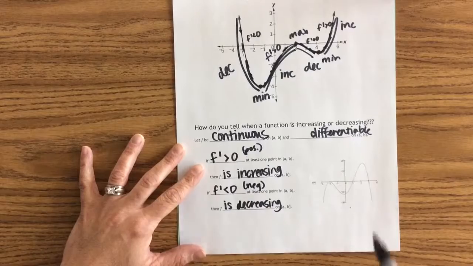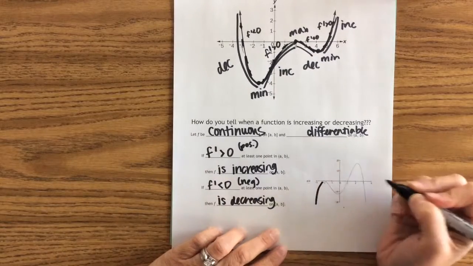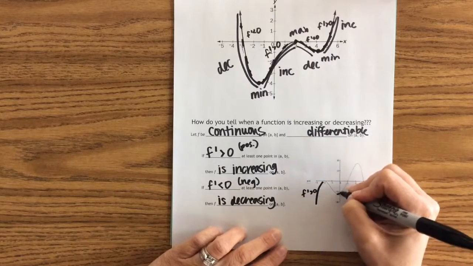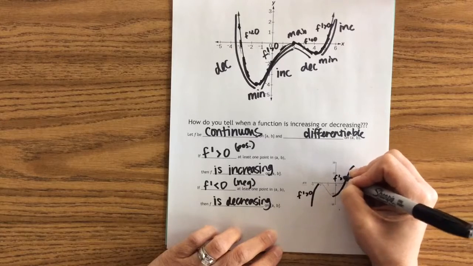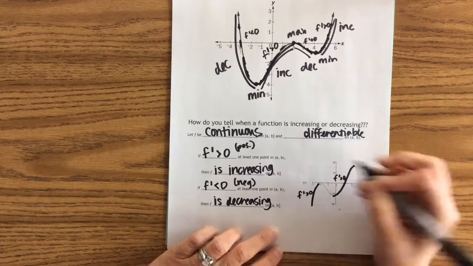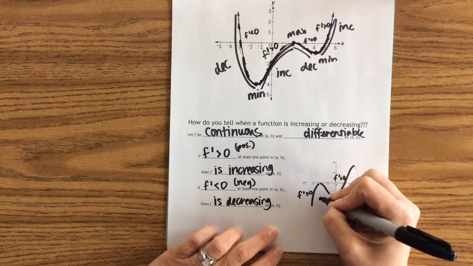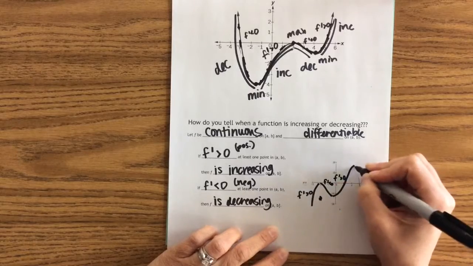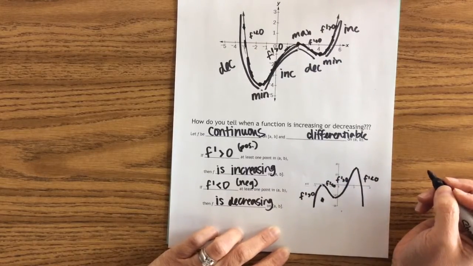All right? So if we look on this graph, here we have an increasing part. That would be a positive derivative. Here we have an increasing part. That would be a positive derivative. Okay. Then we have a negative part, or a decreasing. That would be less than 0. And here we have a decreasing, and that would be less than 0.